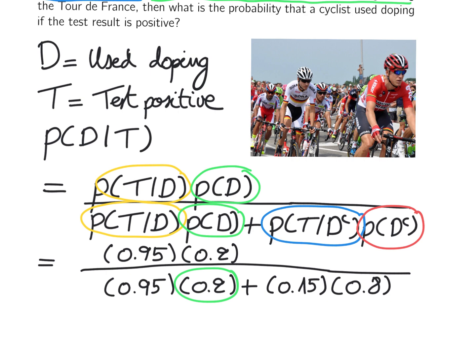Well, now we're as good as done because we have used Bayes' rule, we have plugged in all the relevant values. And if you now compute this large fraction that you see here, you will get a value of 0.613. So this means that if this new doping test that we're trying out is positive, then the probability that this cyclist actually used doping is a little over 60%.